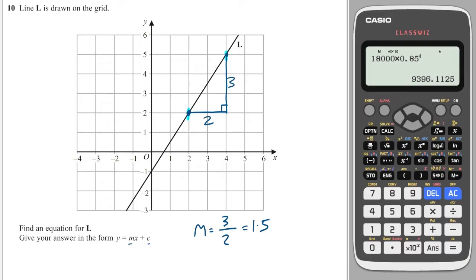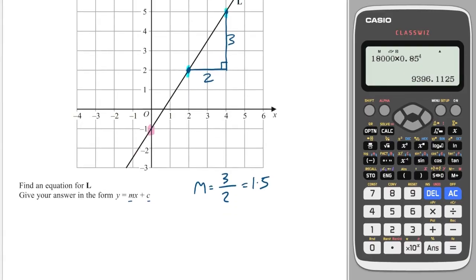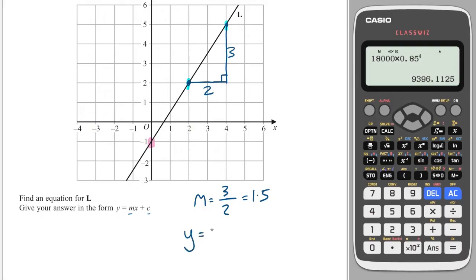And the intercept is where it crosses the y-axis, in that case minus 1. So therefore we can say y is equal to 1.5x minus 1. Because again the c value was minus 1, because that's where it crosses the y-axis, so the intercept.